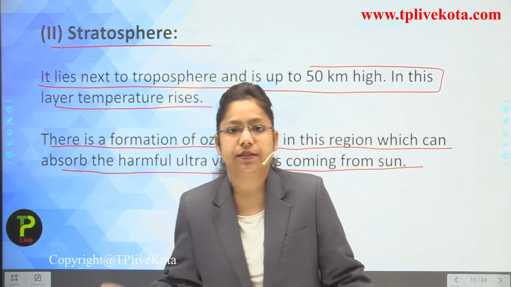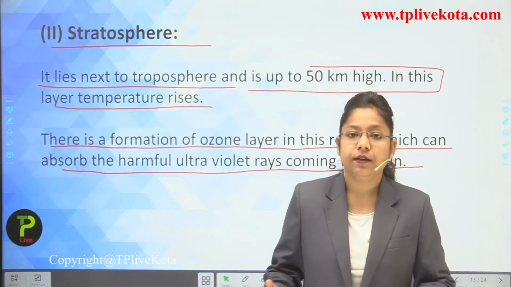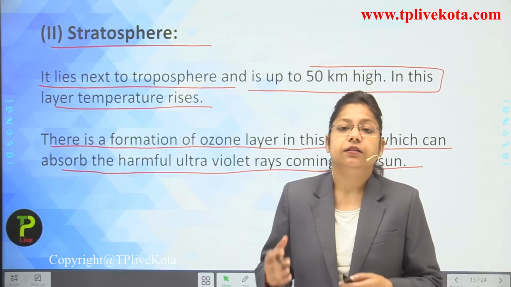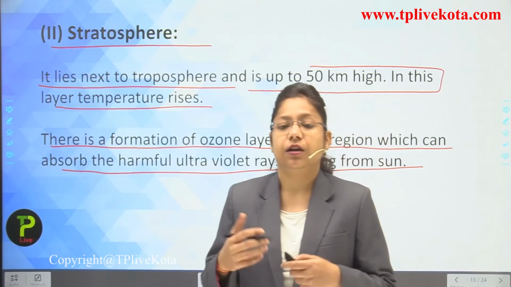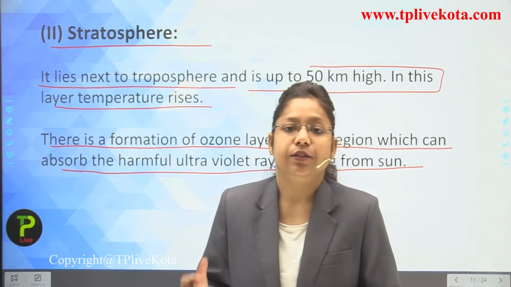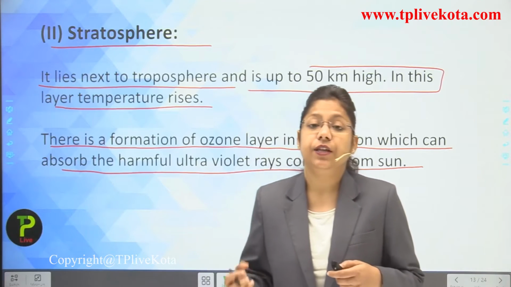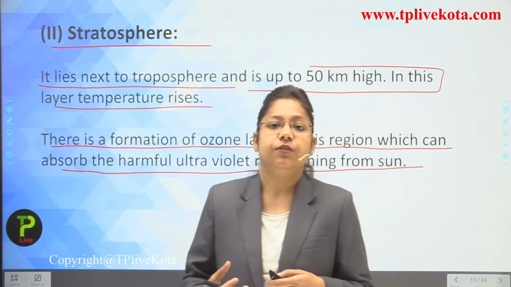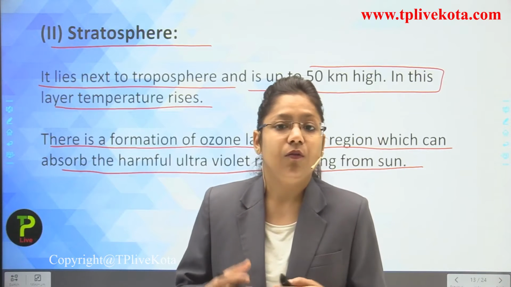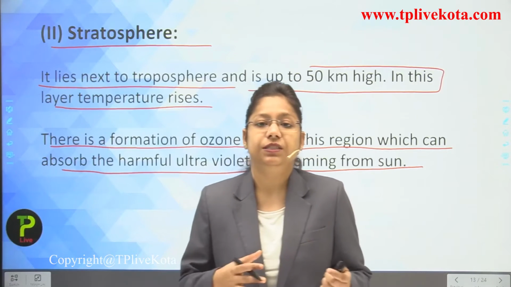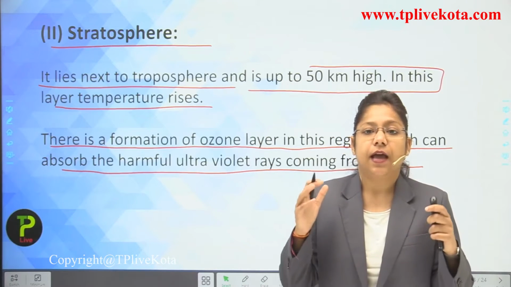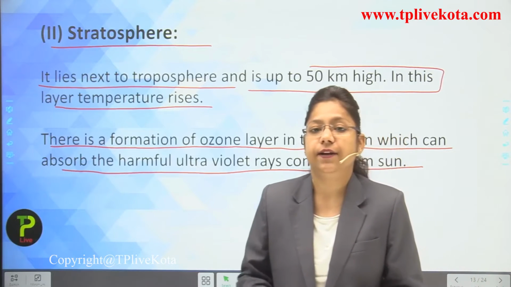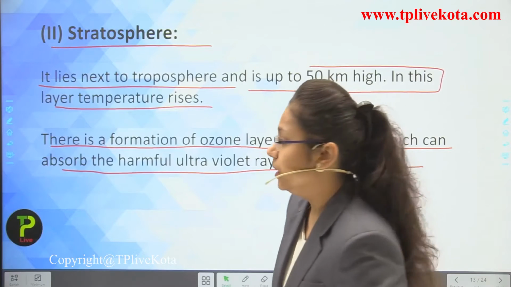So actually the stratosphere has the ozone layer, and this ozone layer is the main layer which reflects back the ultraviolet radiations coming from the sun to the earth's surface. If they enter to our earth's surface, they will rapidly increase its temperature, and global warming will be caused. So to stop this, the ozone layer acts as a protective shield over our earth's surface, reflecting back the ultraviolet radiations.